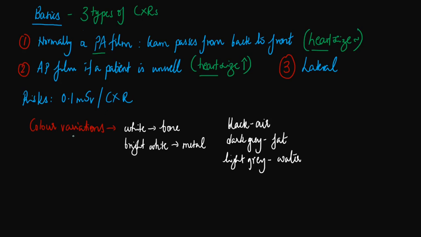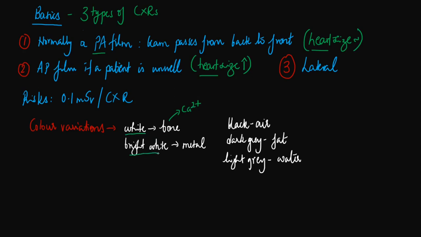We have different color variations on a chest X-ray, ranging from white to black, and these are quite important to remember, and this will help you in interpreting pathologies on an X-ray. This is directly proportional to the amount of ionizing radiation that is absorbed by the different body tissue, and this ultimately depends on the density of that body part. So for instance, bone has the highest density because of the calcium content, and they will absorb the majority of the X-ray beams, and that's why they appear white.